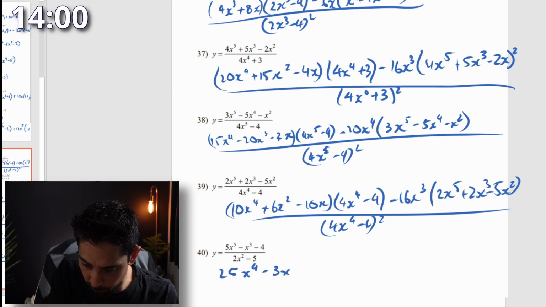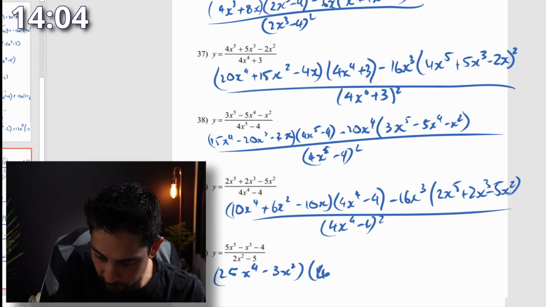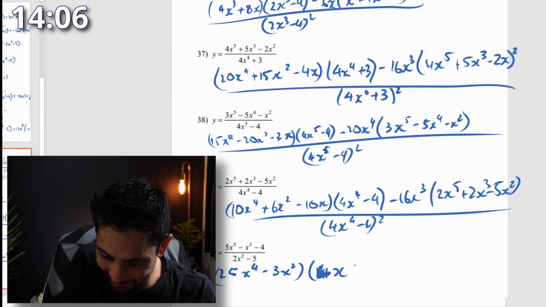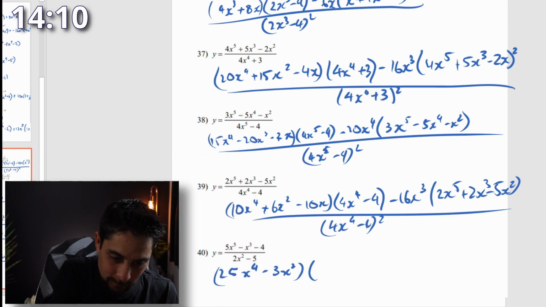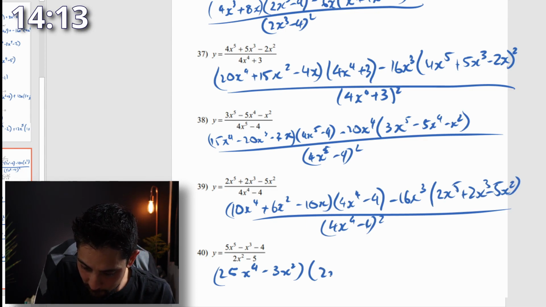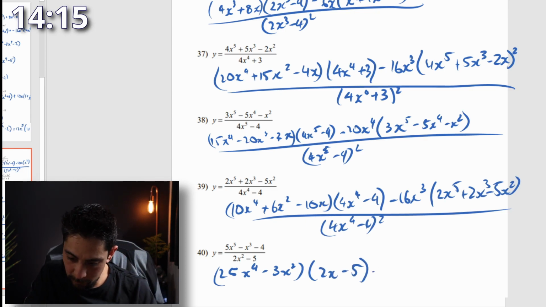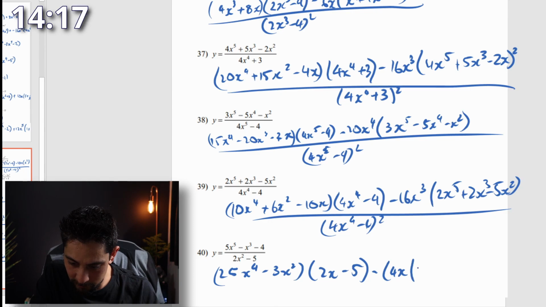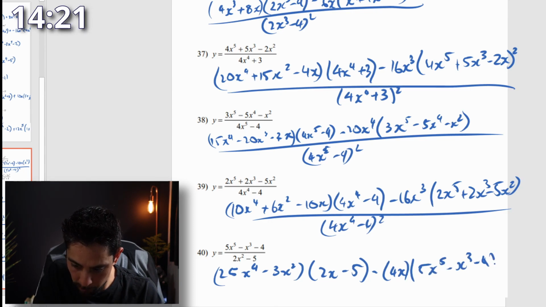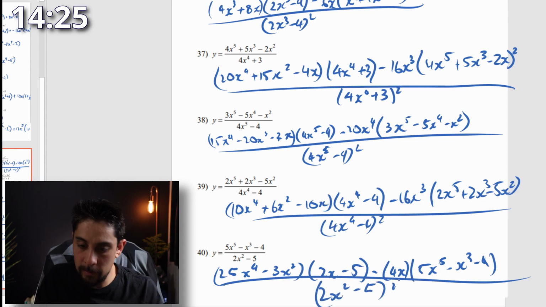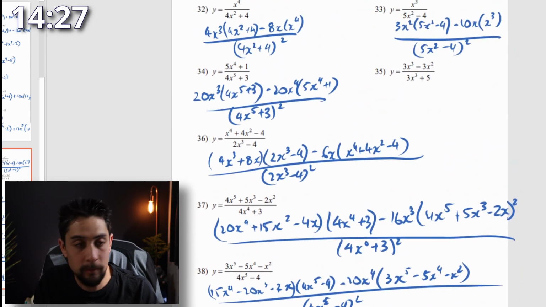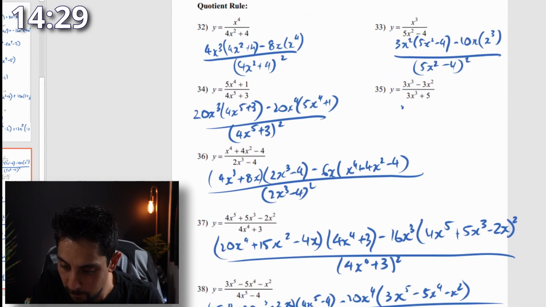25x^4 minus 3x^2 times 4. That's a 4. That's a 4x. No, it's not a 4. It's a 2. Pressure's on. 2x minus 5 minus 4x times, copy it down, copy the denominator down, and scroll back up to number 35, 30 seconds left.